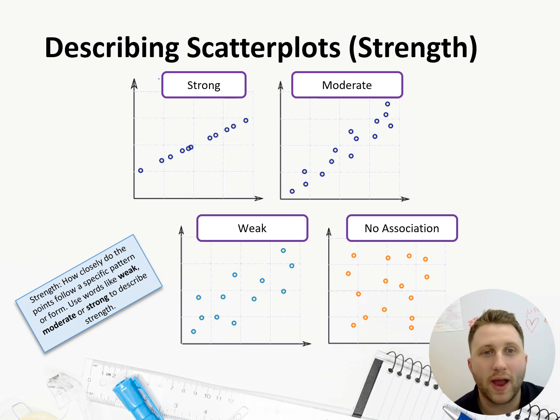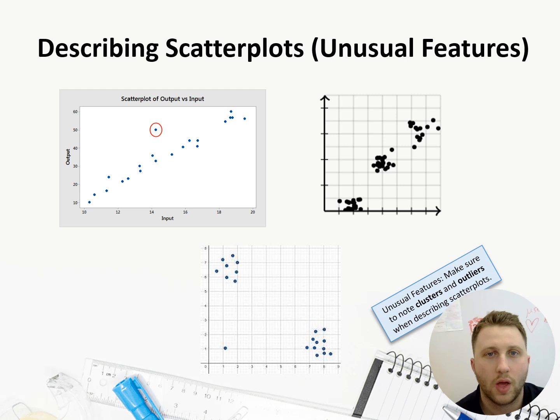We've got strength. So strength goes all the way from strong, to moderate, to weak, and to no association. And when we're thinking about strength, we're thinking about how well the points fit together to form a very clearly recognizable pattern. Of course, the last one is unusual features. There's two major types that we learned, clusters and outliers. So you can see some scatter plots have both clusters and outliers, some just have one or the other.